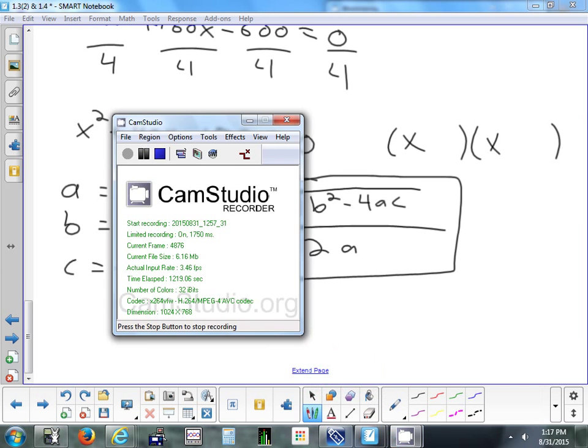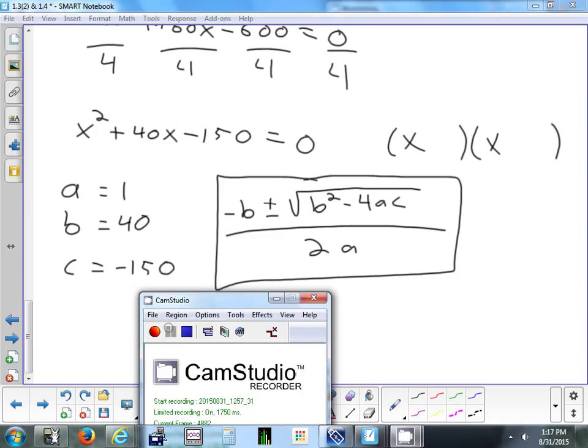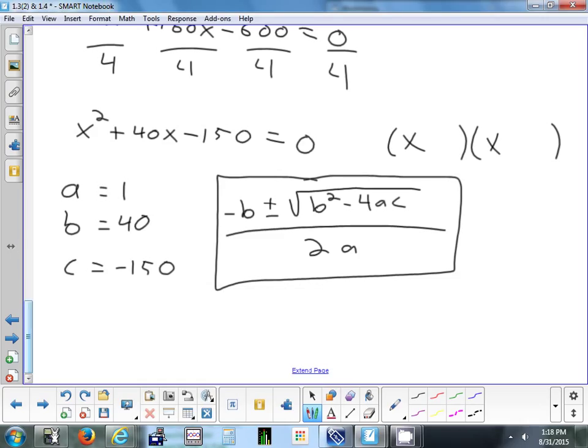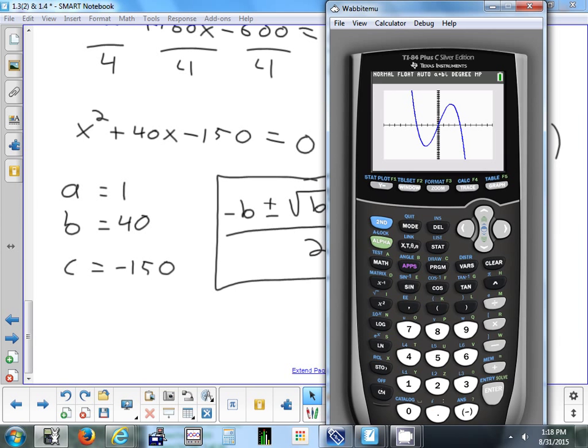I'm going to show you how to do it on the calculator. So let me show you how we can do this on the calculator. Okay. Type this into y1. X squared plus 40x minus 150.